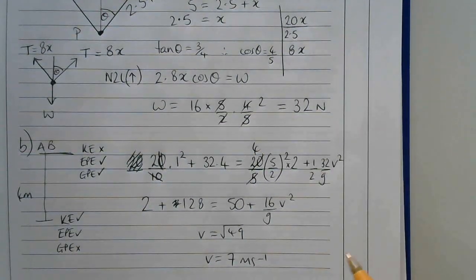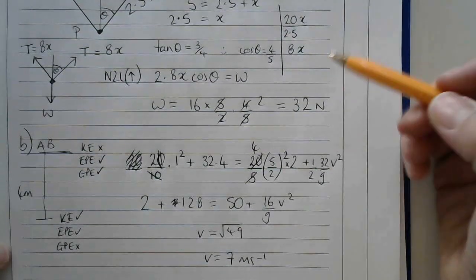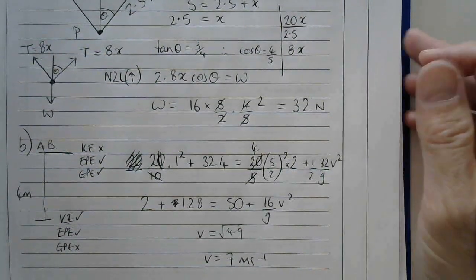Okay, so that part of the question is worth 5 marks. The first part was worth 6 marks, so altogether you have 11 marks overall.